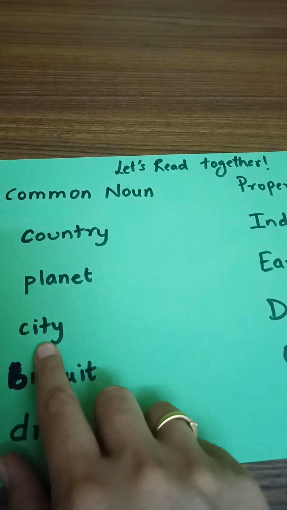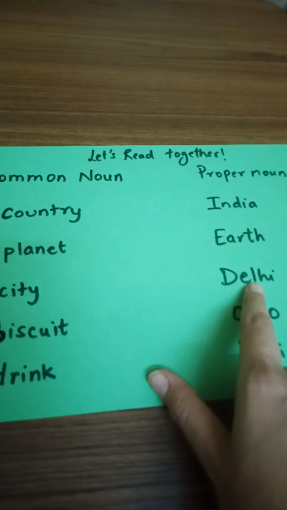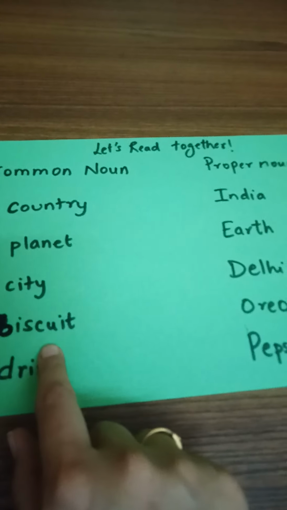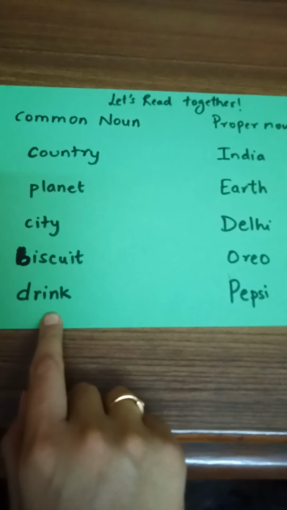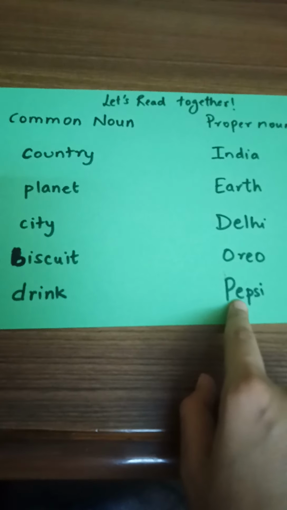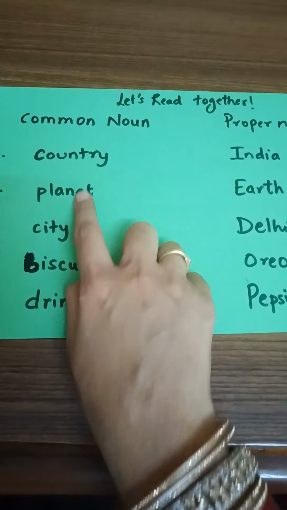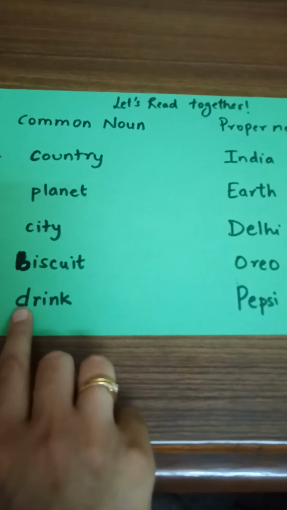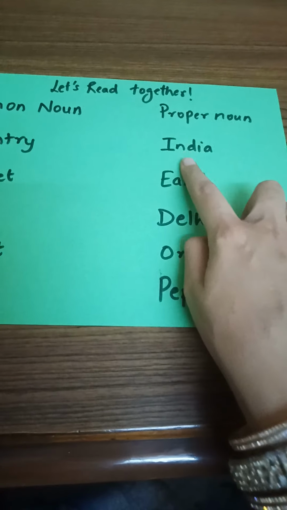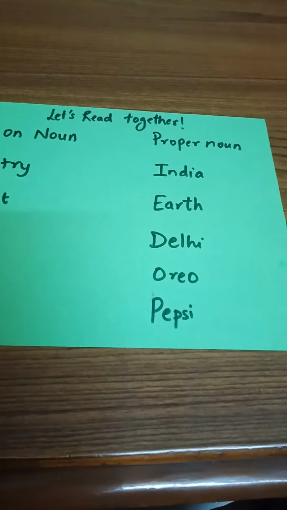Same goes for city. You can think of any city, but if I say Delhi, you have to think about Delhi only. We cannot think of any other city. Biscuit, you can come up with any biscuit choice, but if I say Oreo, then we have to think of Oreo only. Drink, you can choose any drink, but if I say Pepsi, we will think of Pepsi only. Now, see, the first letter of the common noun is small, but the first letter in the proper noun is capital. So a proper noun begins with a capital letter.